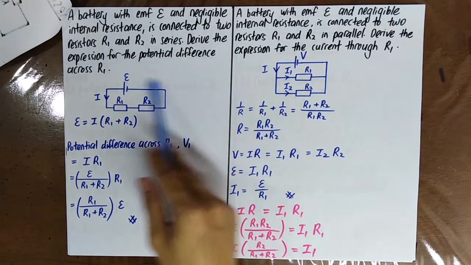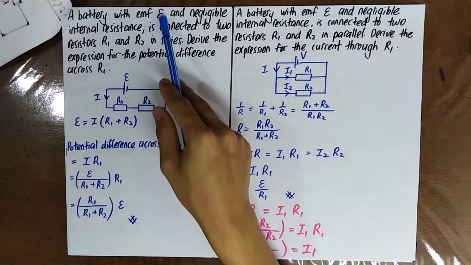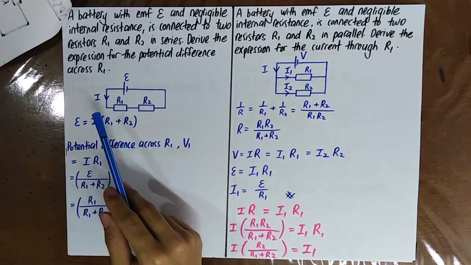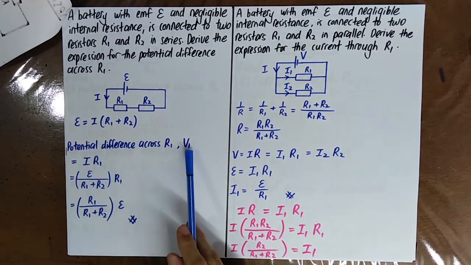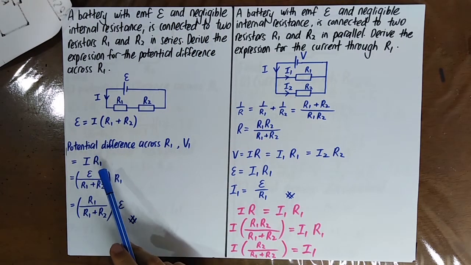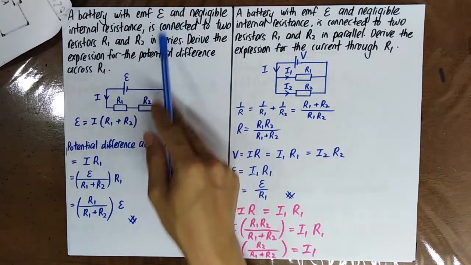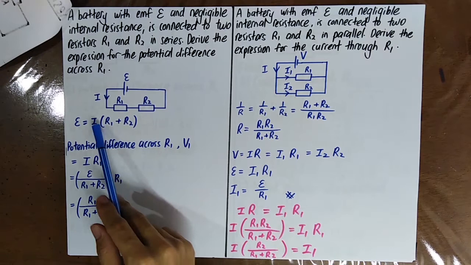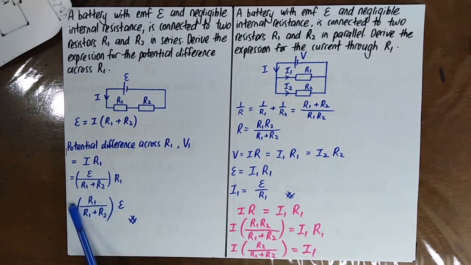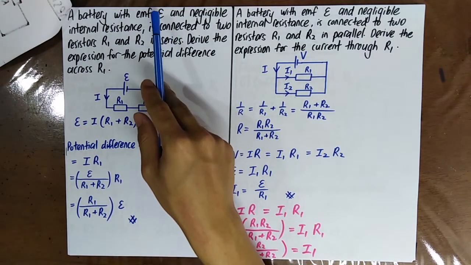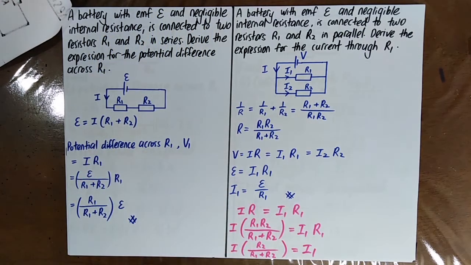When you are asked to derive something, normally you will present your answer in the variables given by the question. For example, in this question, they don't give you current, right? So you cannot say that V1 equals IR1, because they didn't give you the expression for I. You have to find the expression for I so that you give your answer in the variables that you are given by the question.